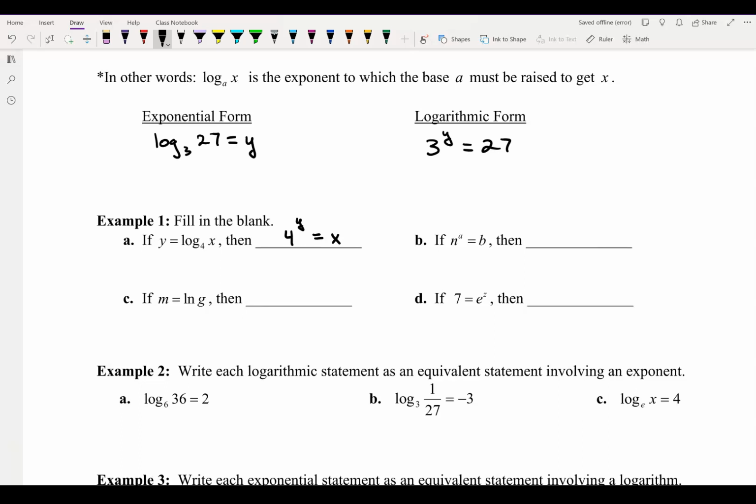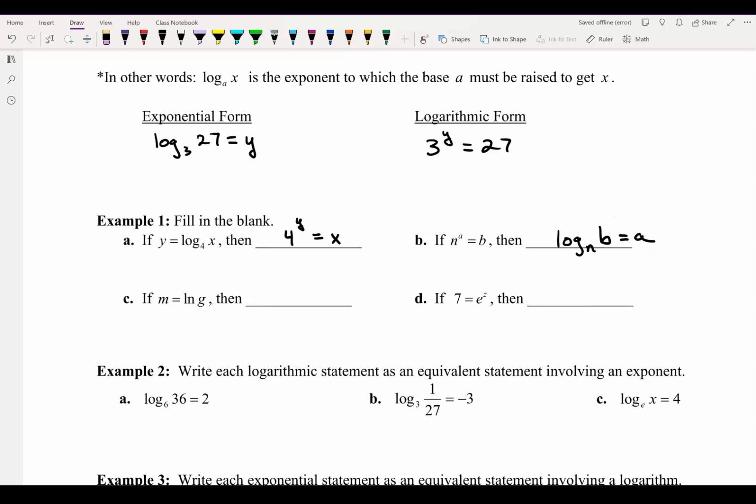In part B, n raised to the a equals b. Here we have a log base n, because that's our base, and we want a result of b, and that's what the exponent would equal. So this is log form, this is exponential form. Again, you can think of starting at the base, raising it to the a power equals b, and that's exactly what you have here.